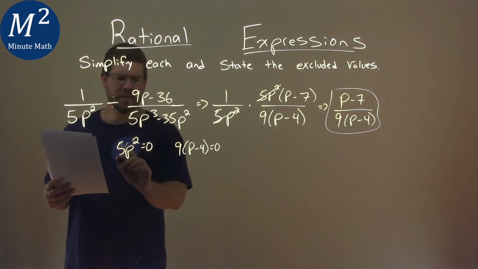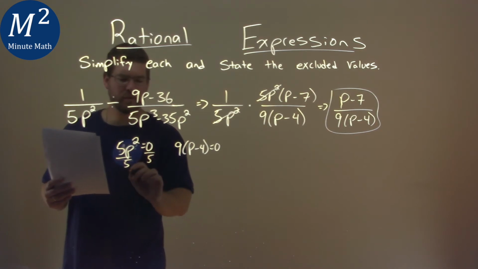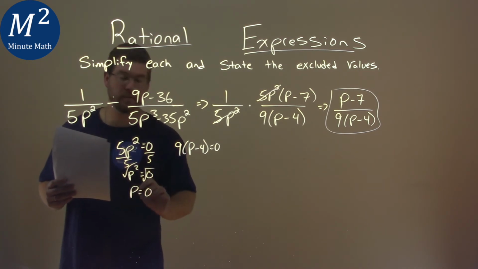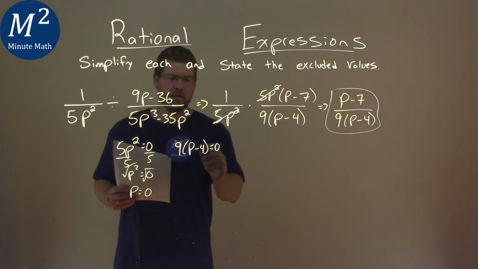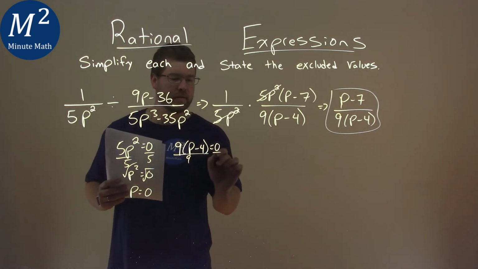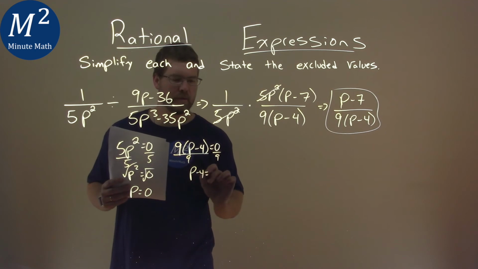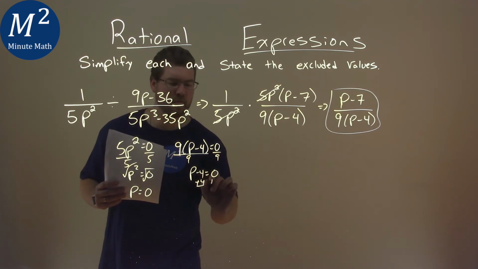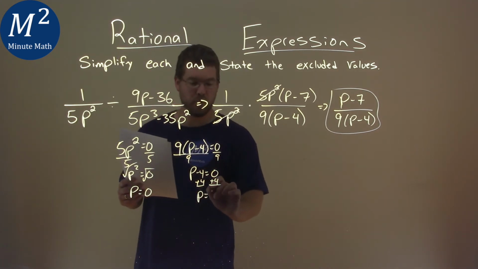Well, here, a little easy, we divide both sides by 5, so p squared equals, well, 0 divided by 5, which is 0. Square root both sides, and again, p just equals plus or minus 0, but just 0. Same thing here, we divide both sides by 9, and we have p minus 4 equals 0 divided by 9, which is 0. Add a 4 to both sides, and we have p equals 0 plus 4, which is 4.